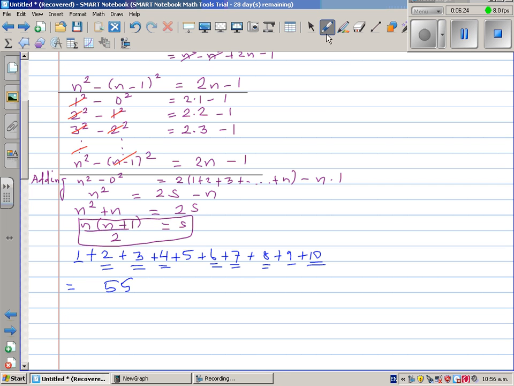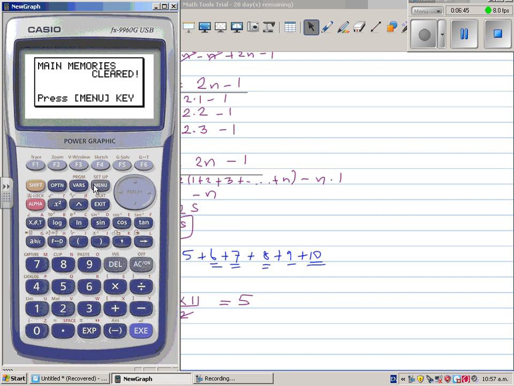Okay, so let's use the formula. If you want to find S for this, your n is 10. So your S would be 10 times 11 divided by 2, which is, 2 goes into 10 five times, so it is 55. Now I've got a calculator which adds this, so let me show you.